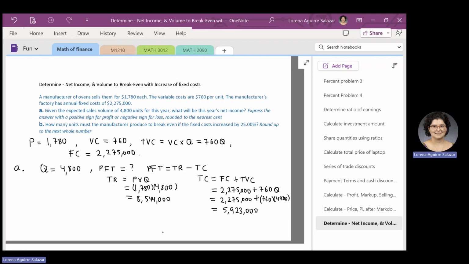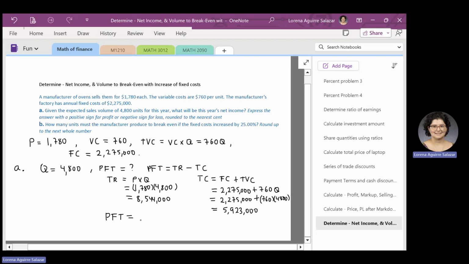Now with the value for total revenue and the value for total costs, we can find this year's net income. This year's net income is the difference between the total revenue earned and the total costs incurred in the business.